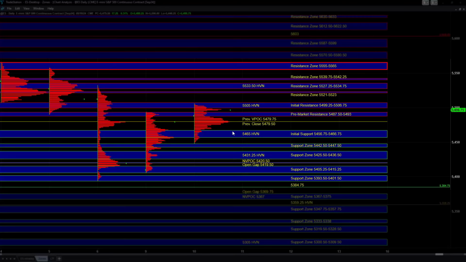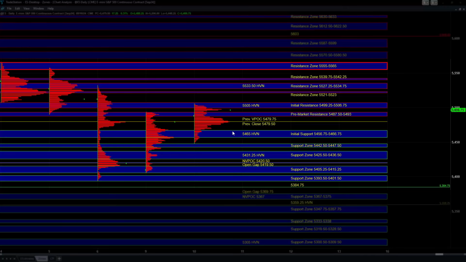So heading into the open, our short-term bias was still neutral bearish, while the intermediate continued to be neutral bullish. We had pre-market resistance at 54.87.5 to 93, followed by the initial resistance and bias confirming zone at 54.99 to 55.0675. If we saw a break and hold above both of those areas of resistance, that would trigger an intraday bullish confirmation. It could lead to a test of 55.27 to 34.75 with potential to eventually reach the 55.55 to 55.65 area.